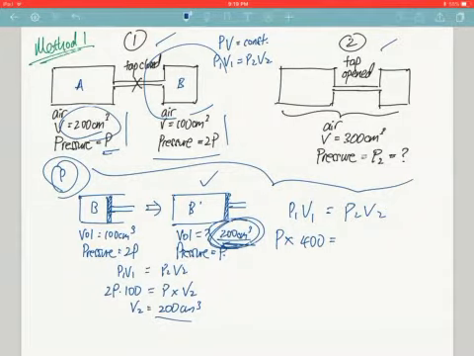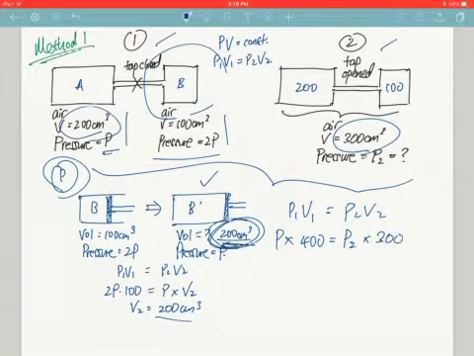After the tap is open, the pressure P2 is what you want to find in terms of P, and the volume will be the original 100 and the 200 in cylinder A. So the total volume will be 300. If you solve for P2, it will be 4/3 times P. That's how you get the answer.